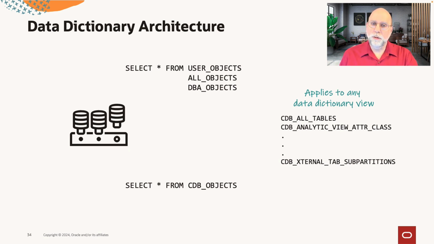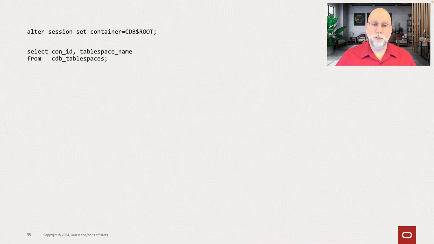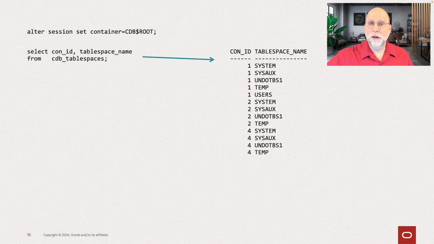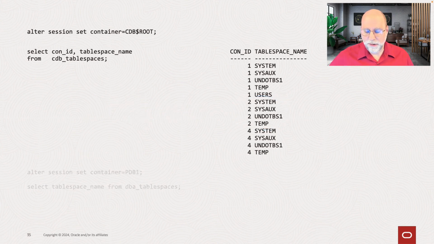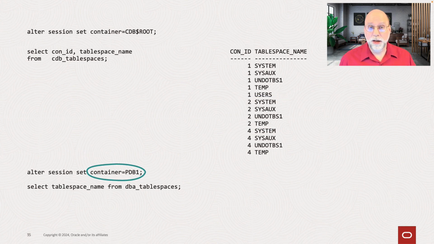So what happens if you go to the root, and that means you have to be a privileged user to access the root, and you look at all of the tablespaces that are in your database? Well, what you're going to see there is a list of tablespaces, each identified with a container ID, because every PDB has its own SYSTEM, SYSAUX, for example. But the container ID 1 is always CDB root. Container ID 2 is your PDB seed. Now, your PDB seed is not visible in these views by default, but we'll get to that much later in the talk today. And then the container ID 4 in this case is a user pluggable database, an application PDB.